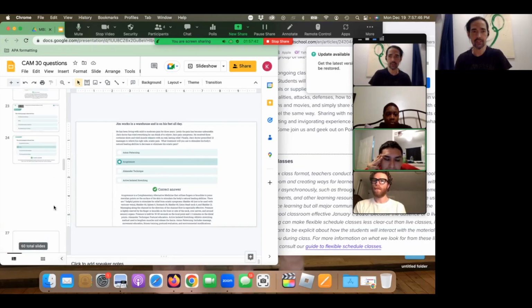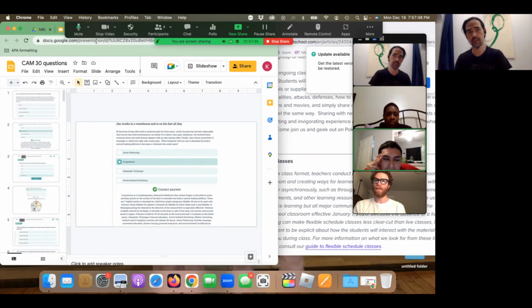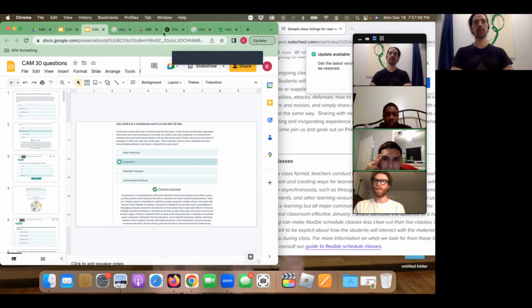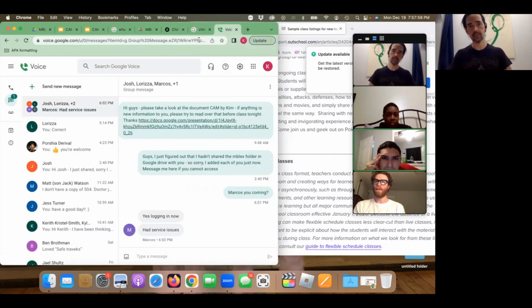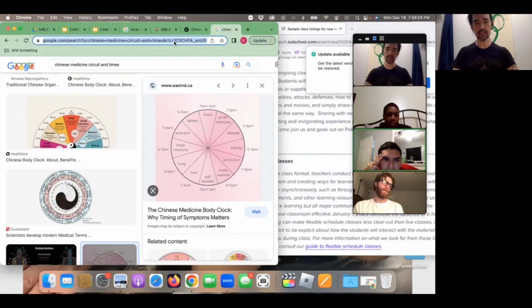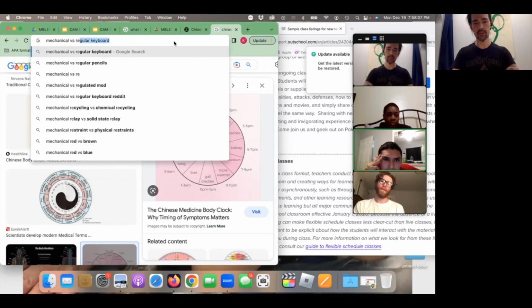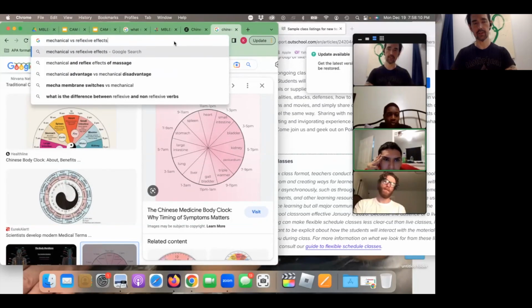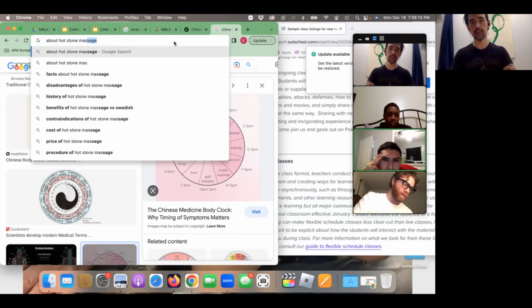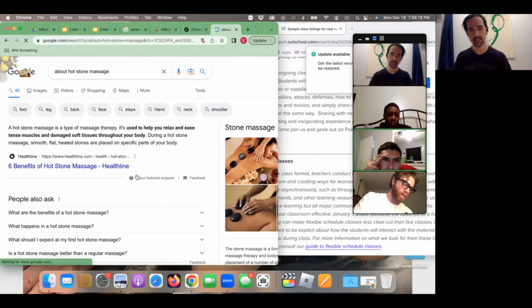So in the time we have left, which is just about 2 minutes, let's get a jump on these hand techniques, which we're going to look at next time. I'm just going to look something up. Let's take a look at mechanical versus reflexive effects. Oh no. Let's look at hot stone massage, because this is something that we don't have a whole lot of questions about. So let's just get some information on it so you can get some knowledge foundation.